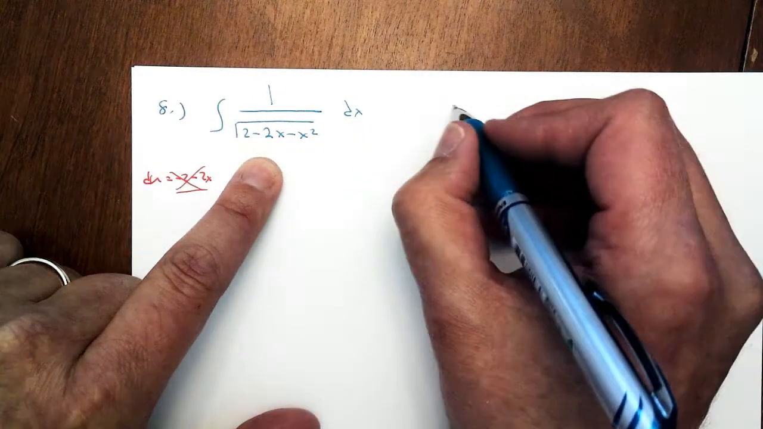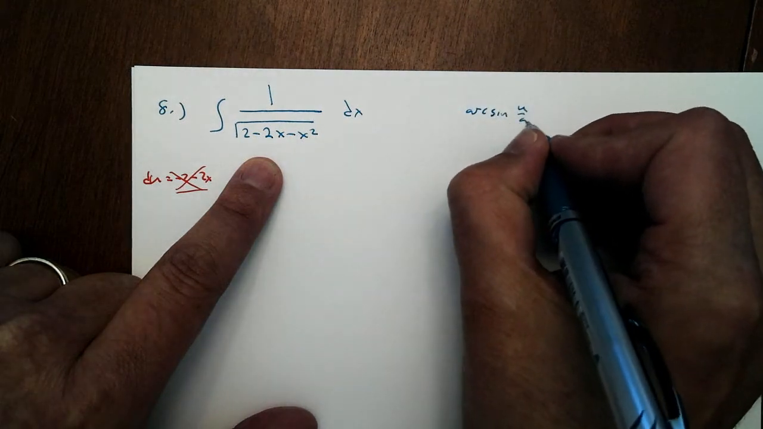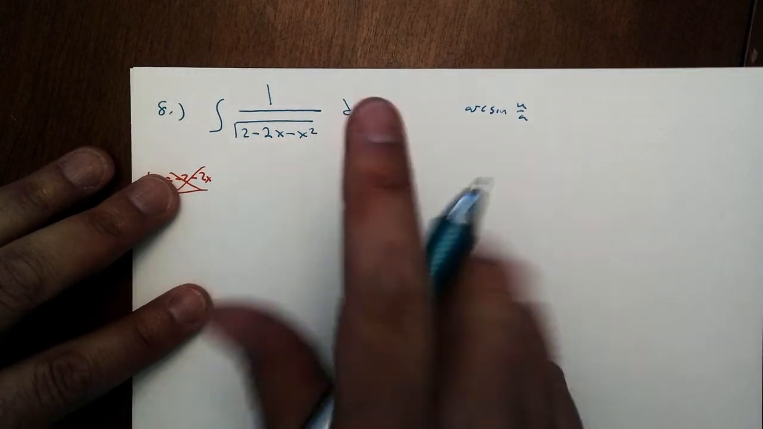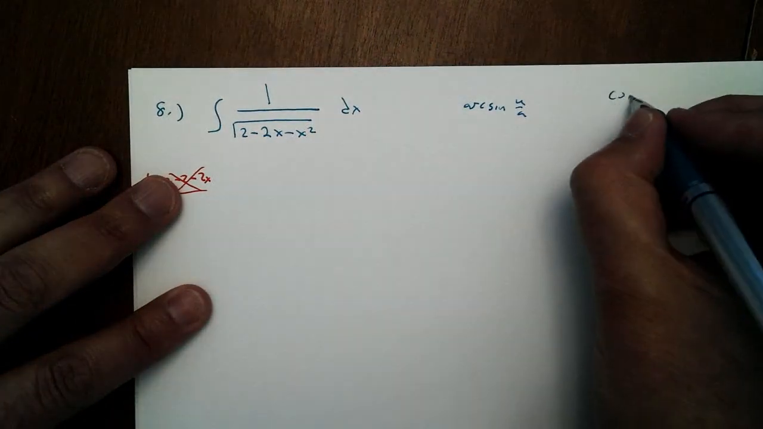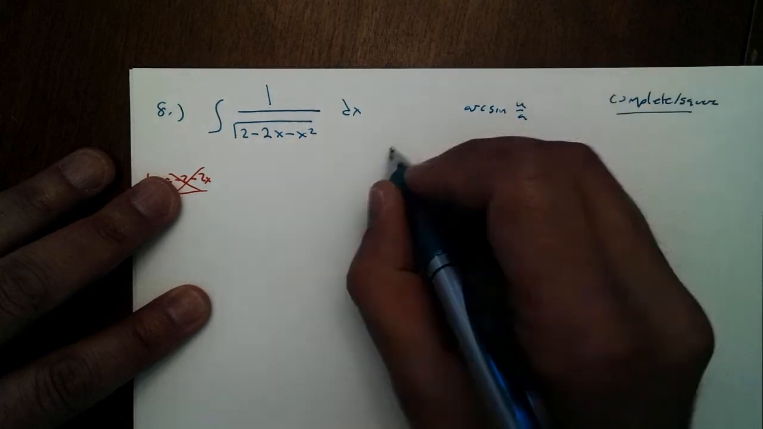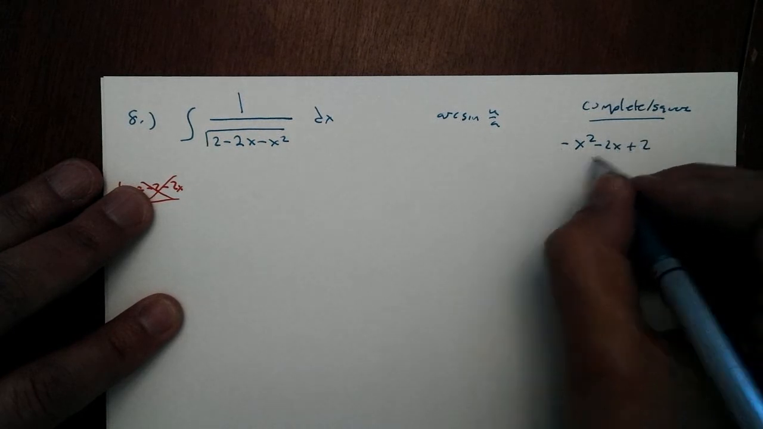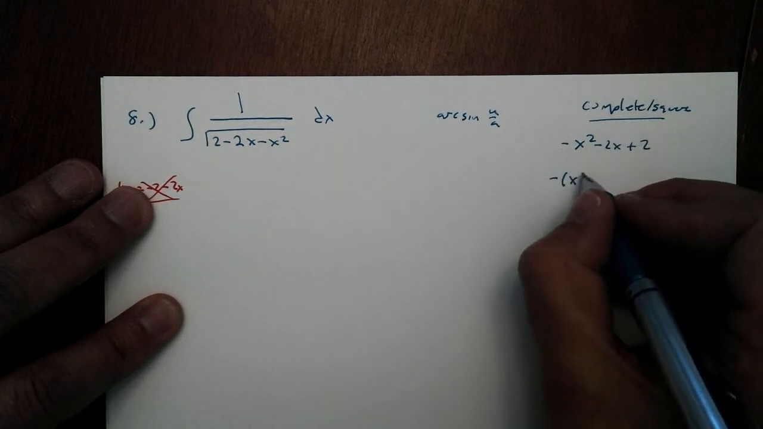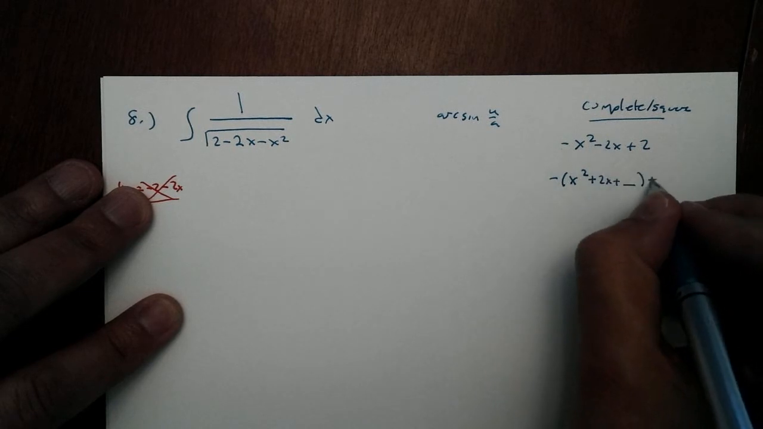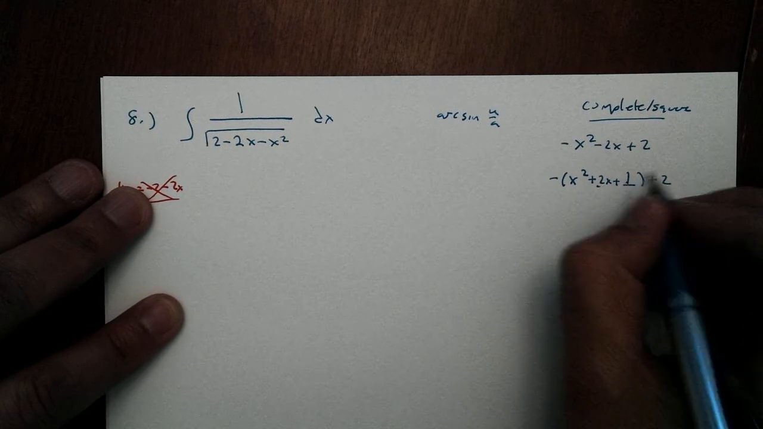So this looks like it might be arc sine. Remember, arc sine is going to be u over a. So we will need to complete the square here. I'm going to do that off to the side. This is a tougher one. So I'm going to reorder it: negative x squared minus 2x plus 2. You have to factor out that negative. This becomes x squared plus 2x plus a blank space plus 2. That, of course, becomes a plus 1, because half of 2 is 1, and we square that.